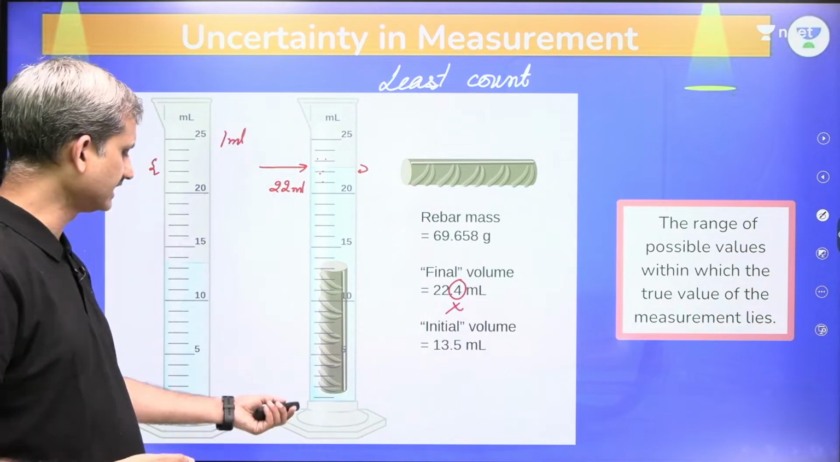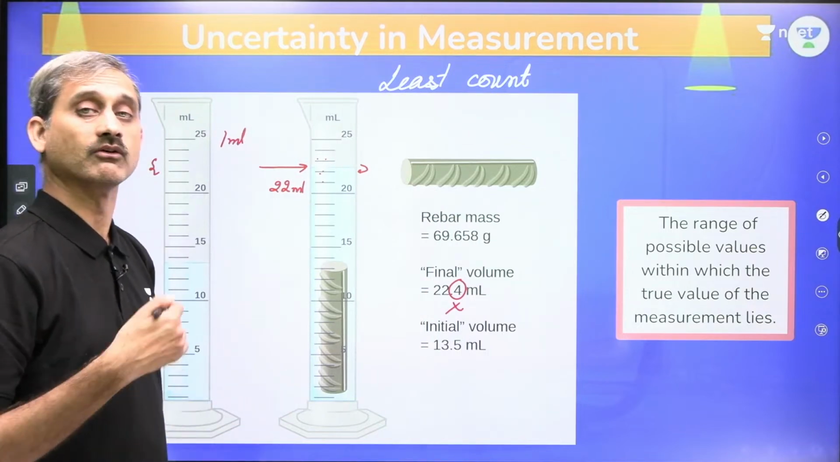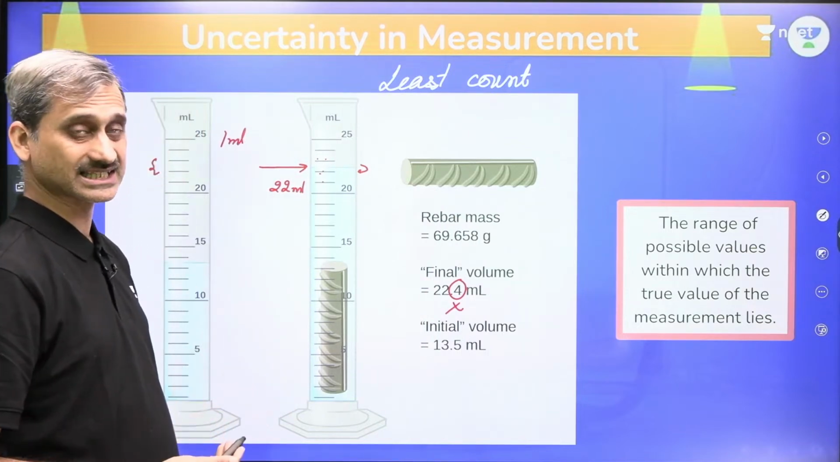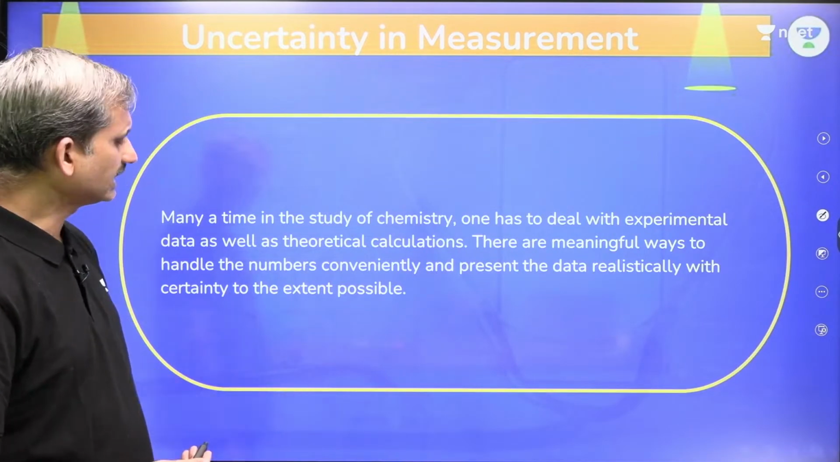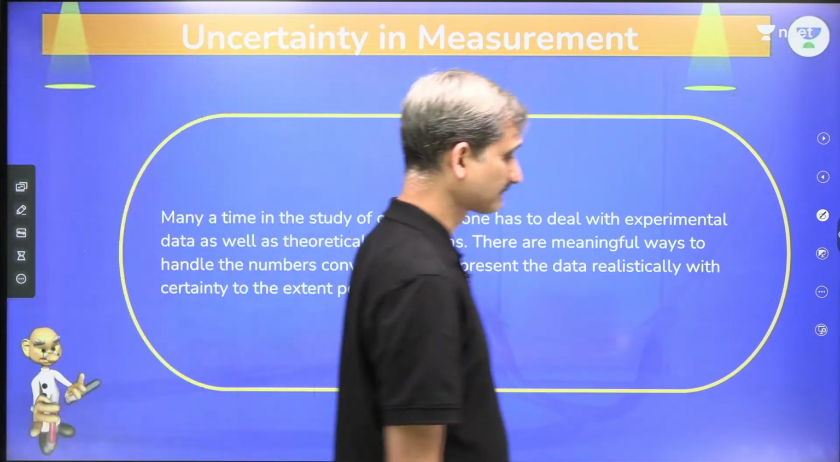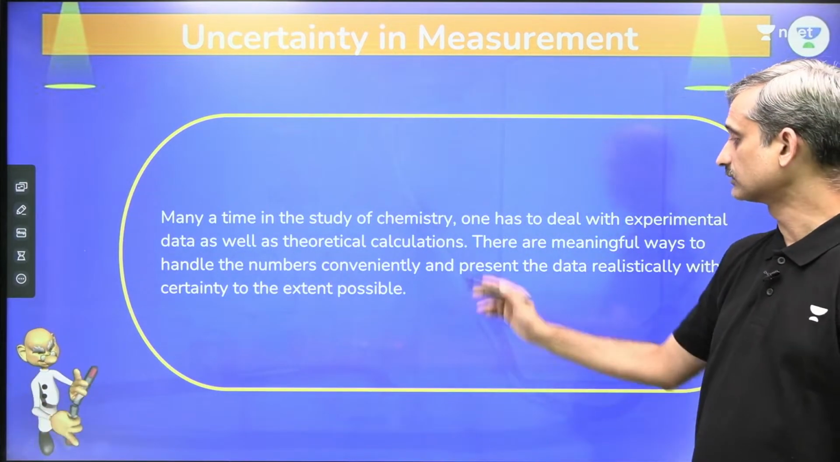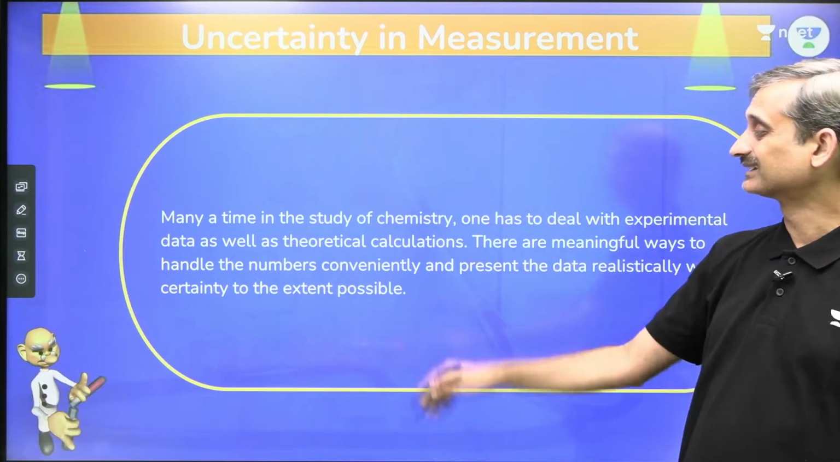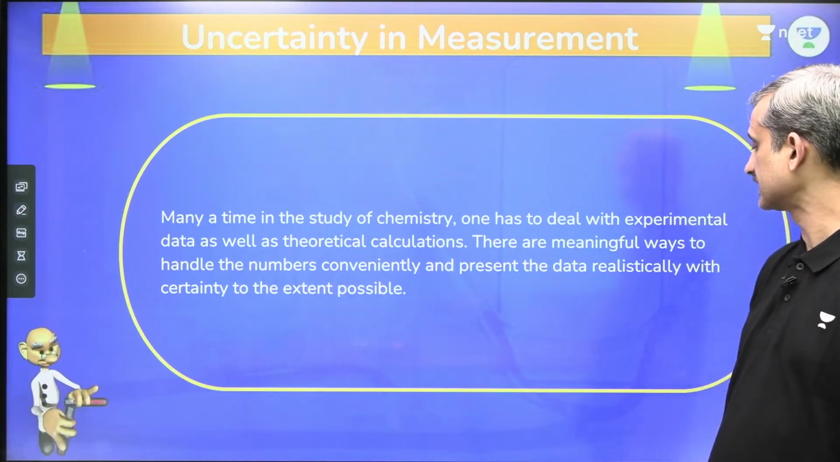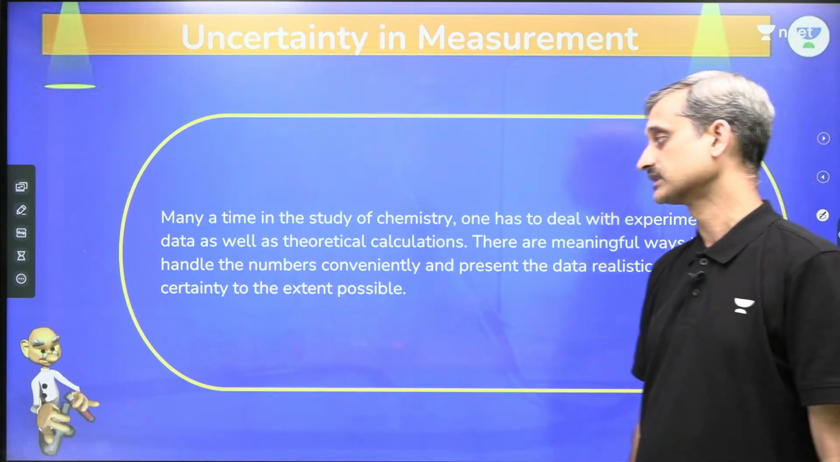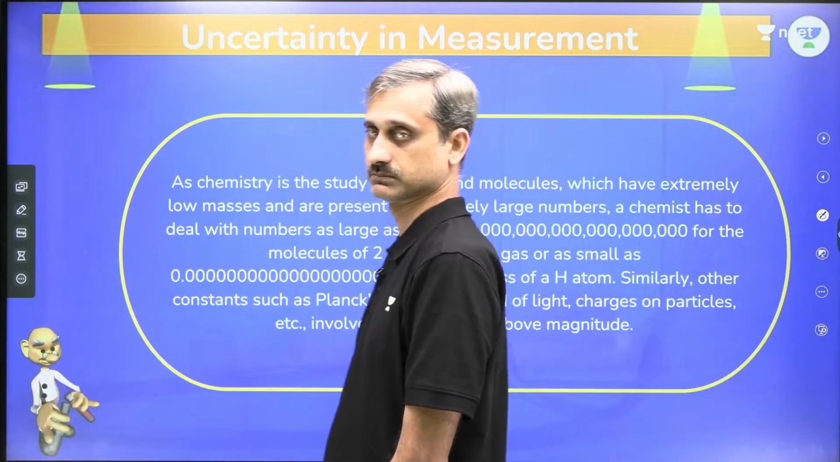As we have already seen in this particular example, the volume is not precisely measured. Many times in the study of chemistry, one has to deal with experimental errors as well as theoretical calculations. There are meaningful ways to handle the numbers conveniently and present the data realistically, with certainty to the extent possible.